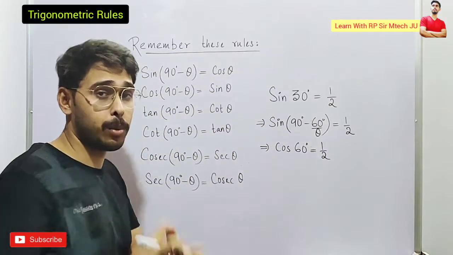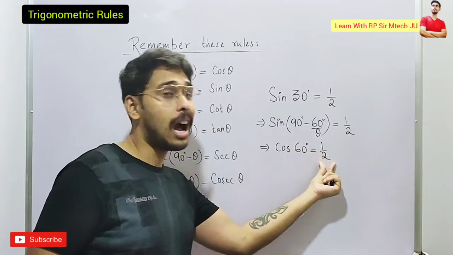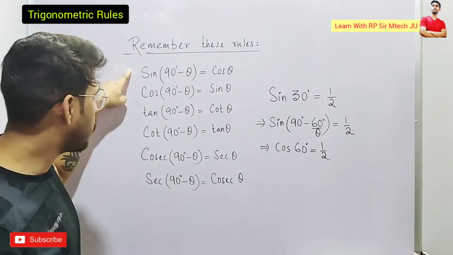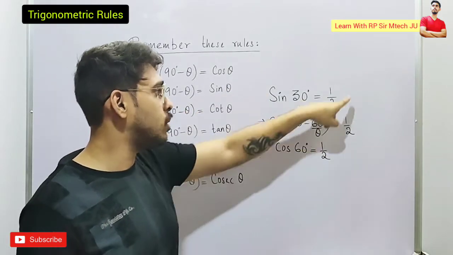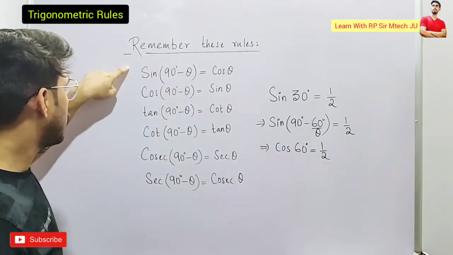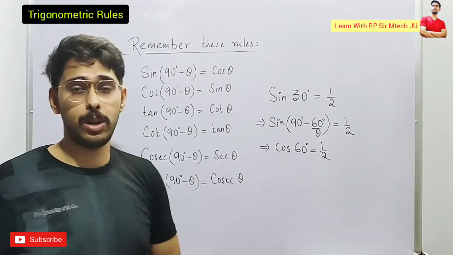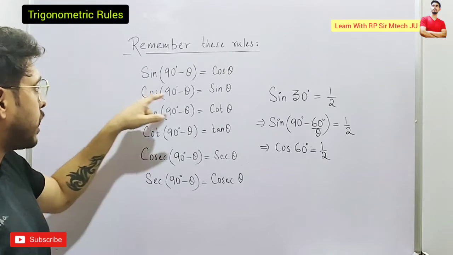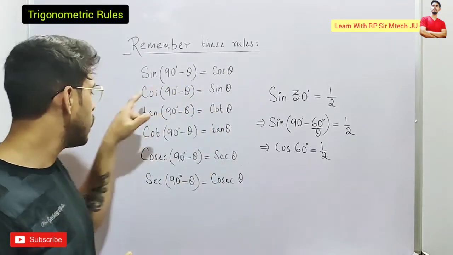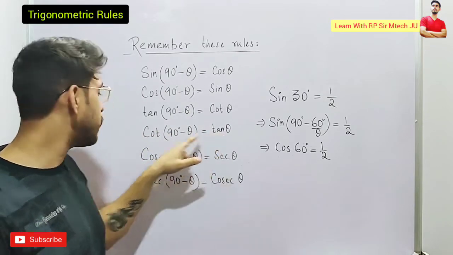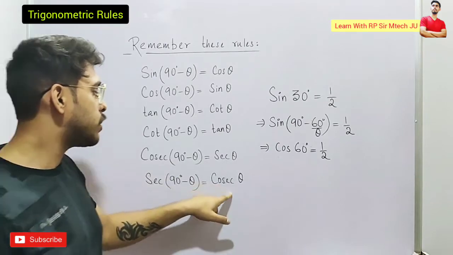If you take the trigonometric table again, you will see cos 60 is also equal to half. So with the help of this logic, sine 30 and cos 60 share the same value, which is half. In this way, we can prove that this rule is correct. So sine 90 minus theta equals cos theta. Similarly, cos 90 minus theta equals sine theta. Tan 90 minus theta equals cot theta. Cot 90 minus theta equals tan theta. Cosec 90 minus theta equals sec theta, and sec 90 minus theta equals cosec theta.